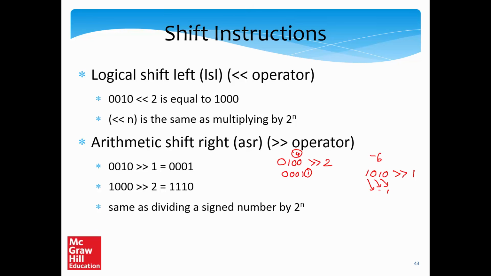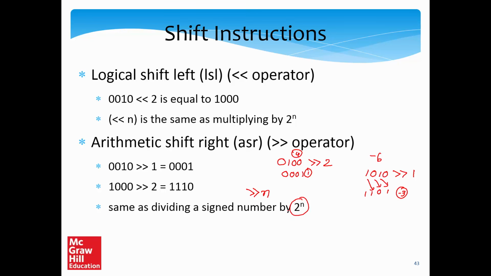Let's write 1, 0, 1, and we replicate the sign bit. So this number is 8 plus 4, 12, plus 1, 13. So in 2's complement, this is 13 minus 16, or this number is -3. So we clearly see that right shifting a number by n positions, whether it is a positive number or a 2's complement negative number, is the same as dividing a signed number by 2 to the power n.